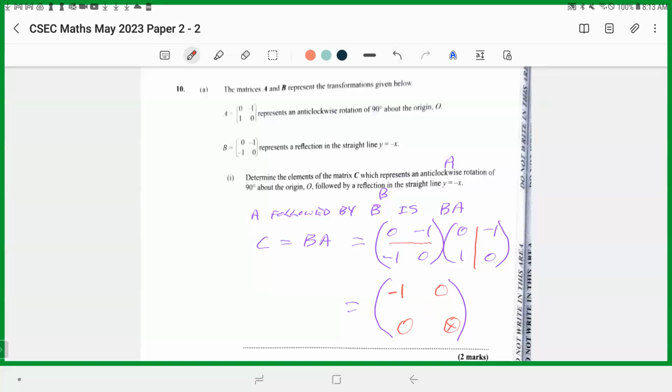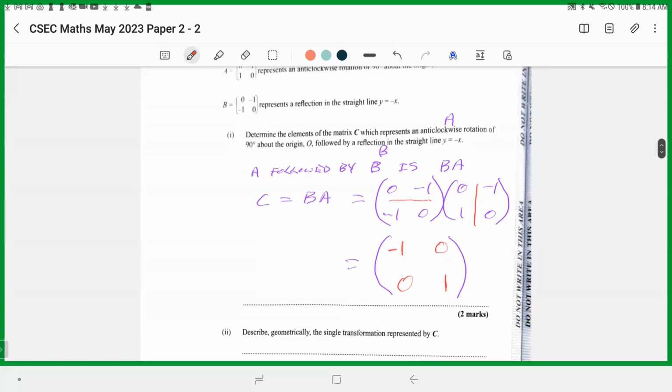And the last value that I want down here is the second row, second column. So to get it, we use this second row with this second column. Then again, it is first element times first element, second element times second element. Negative 1 times negative 1, and 0 times 0. Negative 1 times negative 1 is a positive 1. 0 times 0 is 0. So this becomes a positive 1.